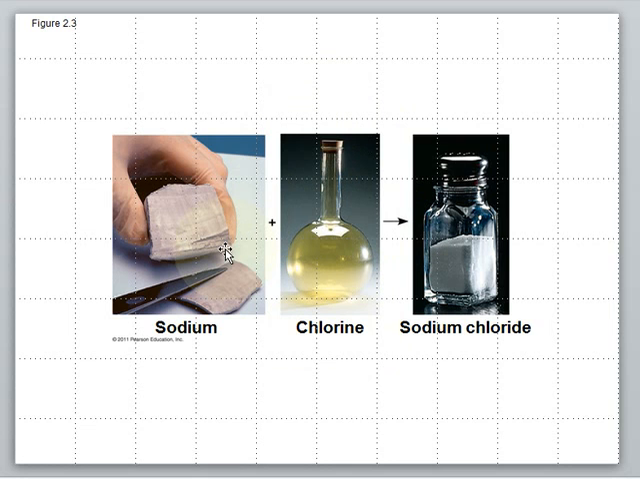But in the proper combination of one atom of sodium and one atom of chlorine, they form a chemical bond. It creates sodium chloride, which is salt, which your body has to have, and you put it on your french fries every day. So the properties of salt are far different than the properties of the individual atoms or the individual elements that make up that salt.